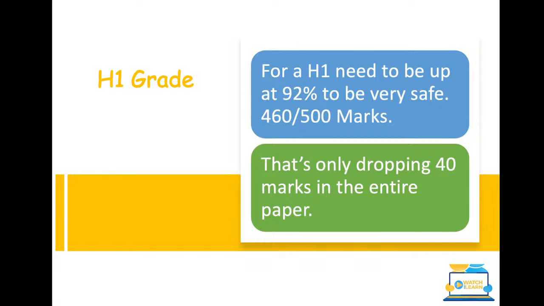Little piece of advice: if you want to get an H1 in geography, students need to be up around 92%, to make sure that you're safe. Because with the bell curve, students could be dropped down if they're at 90 or 91. That means students need to be getting 460 out of 500 marks, so that's only dropping 40 marks in the entire geography paper. Imagine if you missed a question at the end worth 30 marks, that's your H1 gone. You're not going to get an H1 if you miss a whole question.